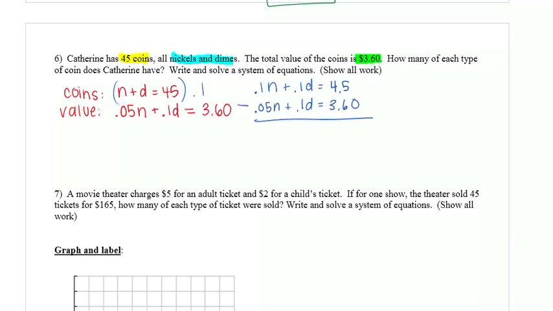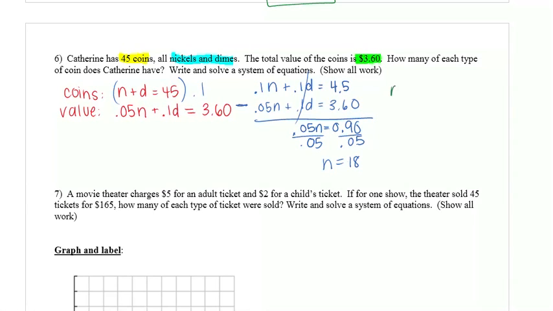I'm going to choose to subtract my two equations, and I'm going to show that big subtraction sign to show I'm subtracting every single part. So my d's are eliminated. 0.1n minus 0.05n is 0.05n. 4.5 minus 3.60 is 0.90. And then when you divide both sides by 0.05, you end up with n equals 18.